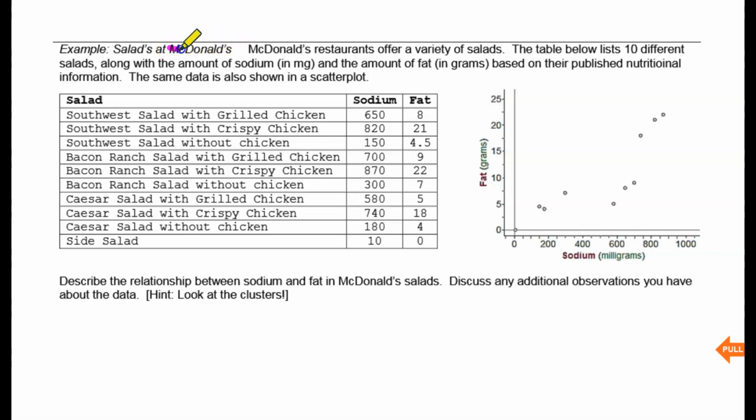Again, McDonald's, haven't eaten there since my kids wanted a Happy Meal, which was at least a week or two ago.